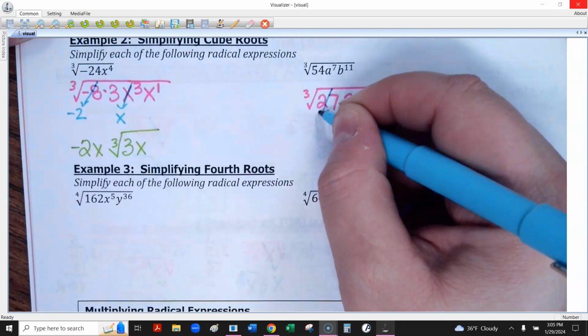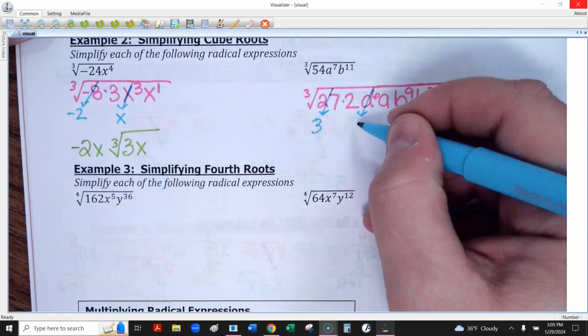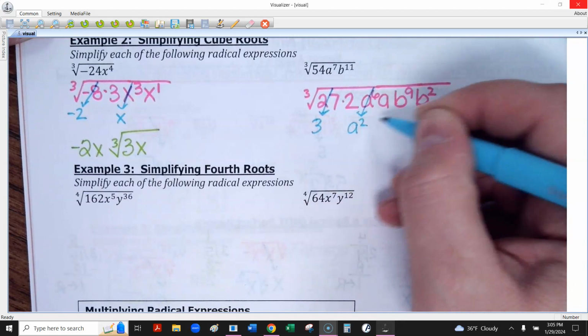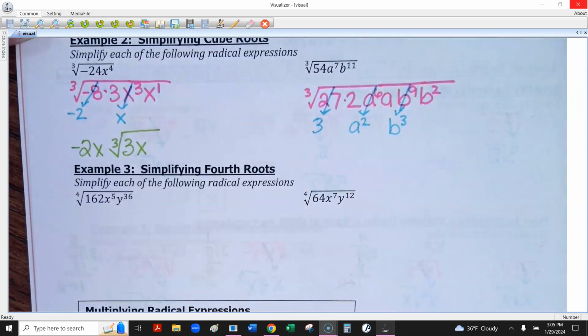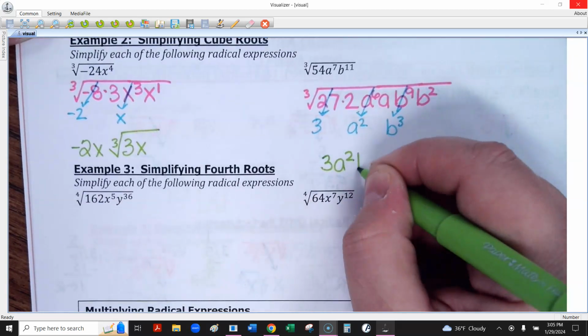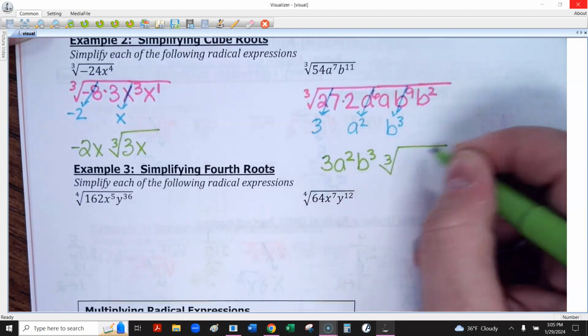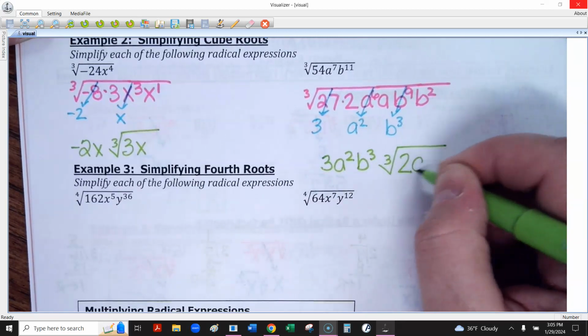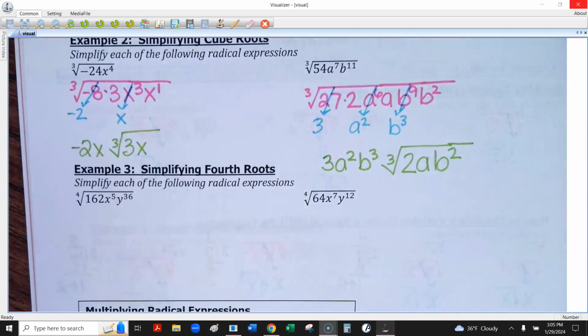So 27 is going to come out, its cube root is 3. Exponent divided by the index of the root, this would be a squared, b to the 3rd, and then everybody else has to stay underneath. So this should be 3a squared b to the 3rd. And then left under your cube root, you have a 2, you have an a, and you have a b squared, because neither one of the variables were perfect cubes there. So that one's really complicated looking.